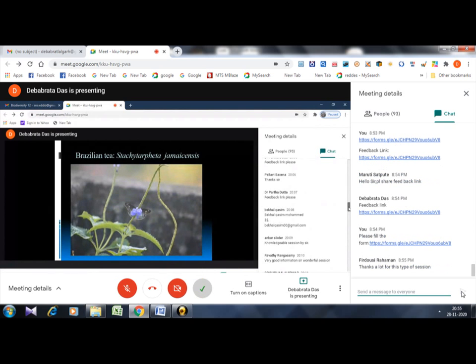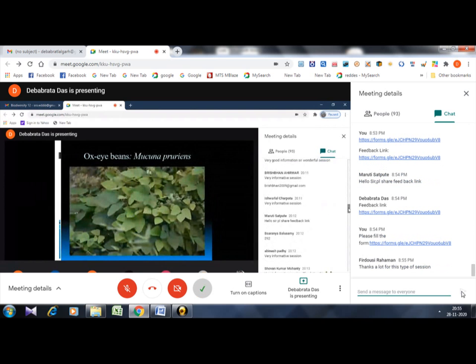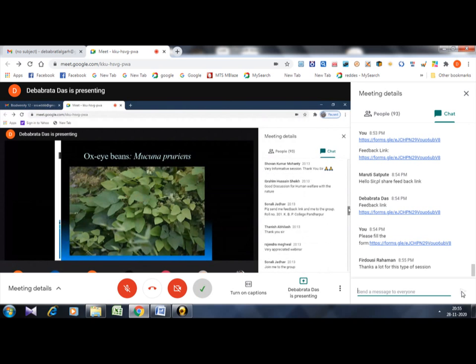Then oxeye beans. This is a very interesting plant because when the seed pods of this plant burst open, a very itchy substance is released and it causes itchiness in humans and other animals also. But I don't know how butterflies survive this plant, but they like to flutter around it all the time.